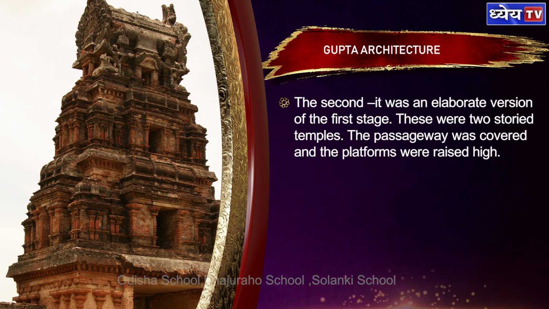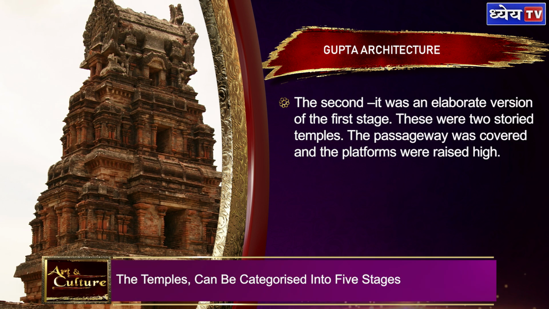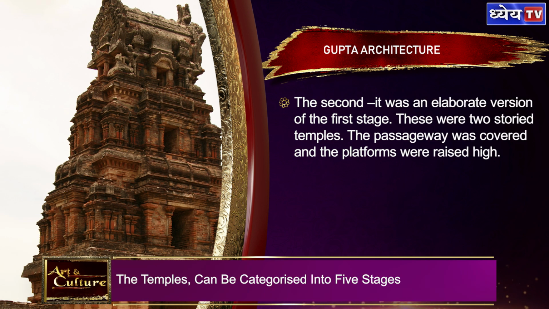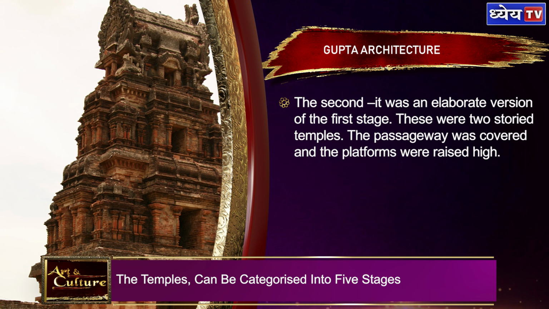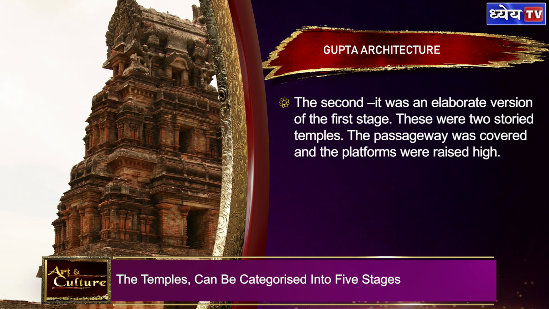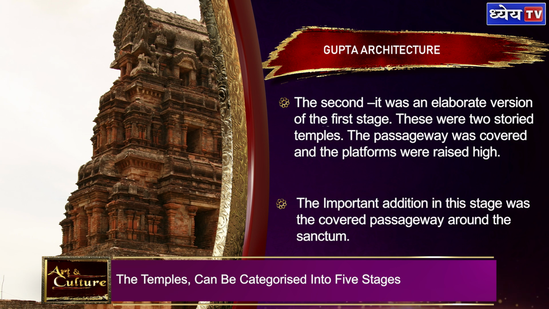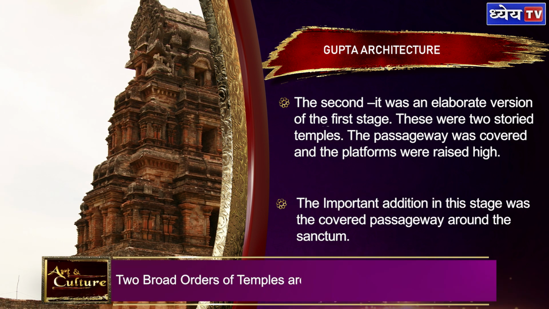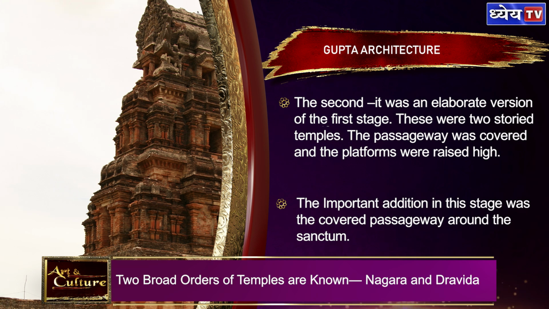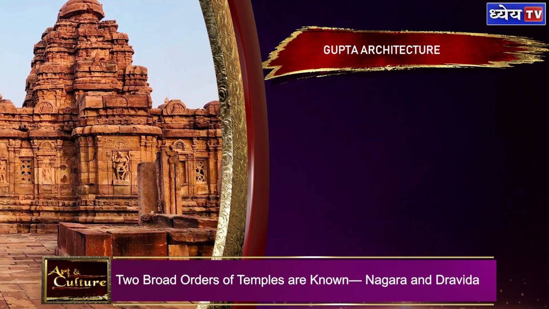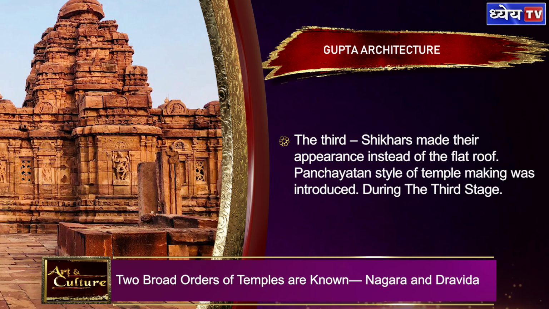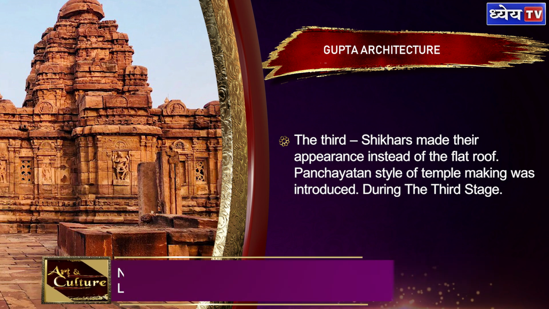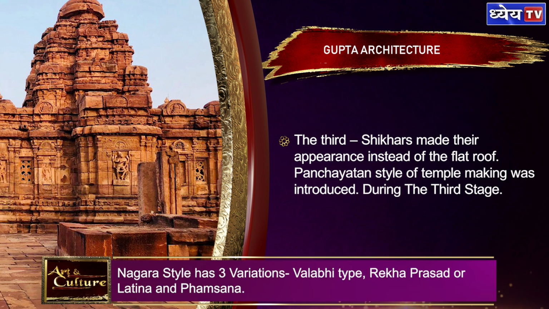The second, it was an elaborate version of the first stage. These were 2-storied temples. The passageway was covered and the platforms were raised high. The important addition in this stage was the covered passageway around the sanctum. The third, shikhars made their appearance instead of the flat roof. Panchayatan style of temple making was also introduced during the third stage.